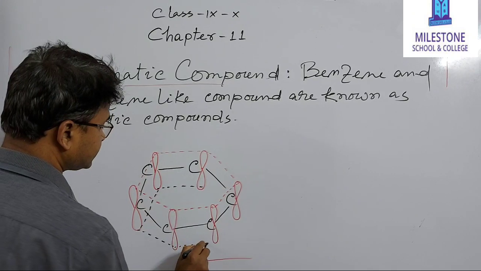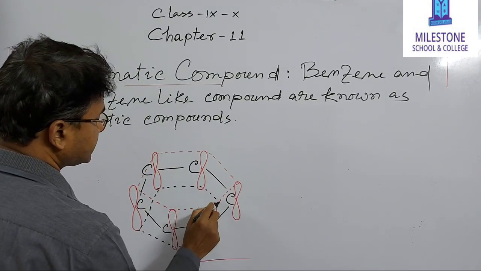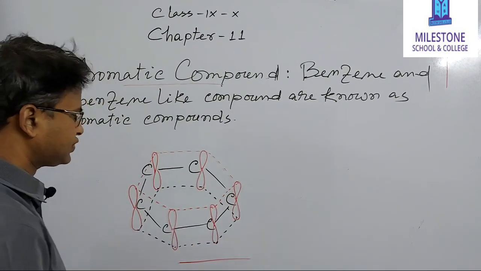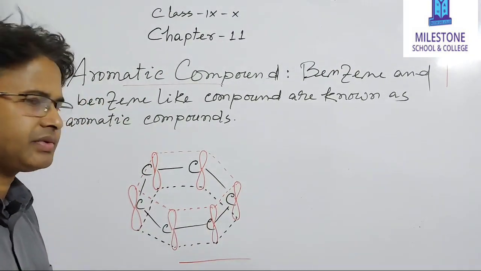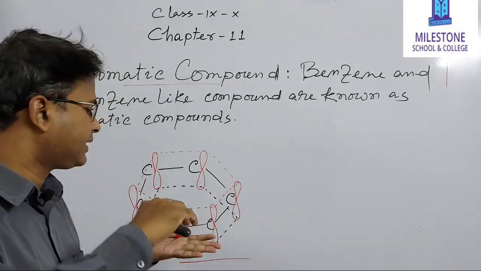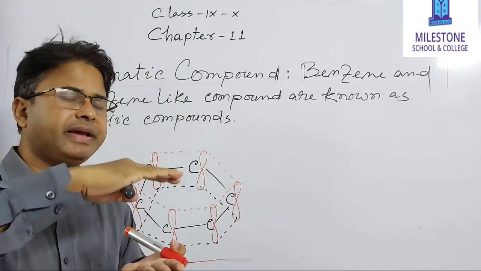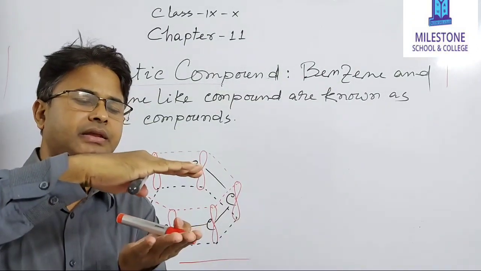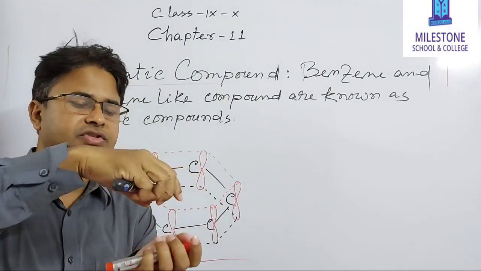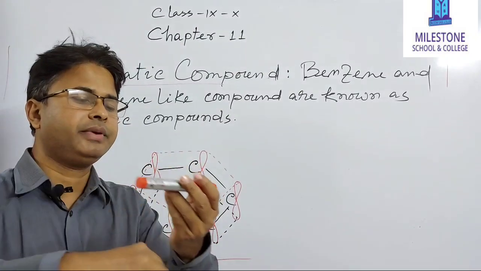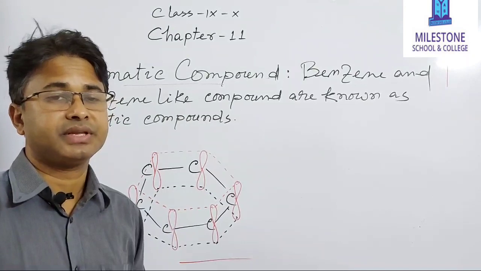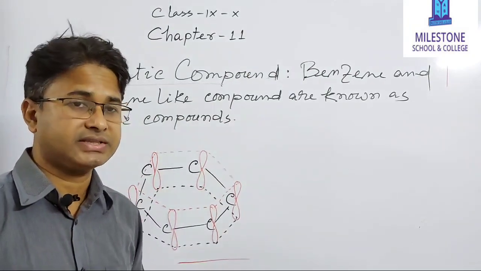Dear students, you will study it in class 11 and 12. However, I would like to show you the orbital figure to make you understand that they are actually coplanar. Benzene is a coplanar cyclic compound. In one plane, the electrons are moving in the whole benzene structure. This type of electrons are known as delocalized electrons.